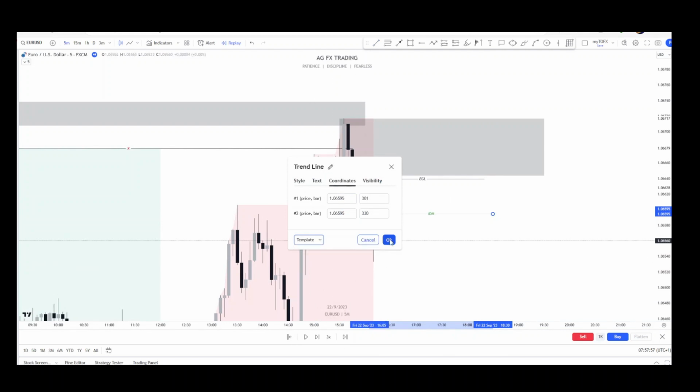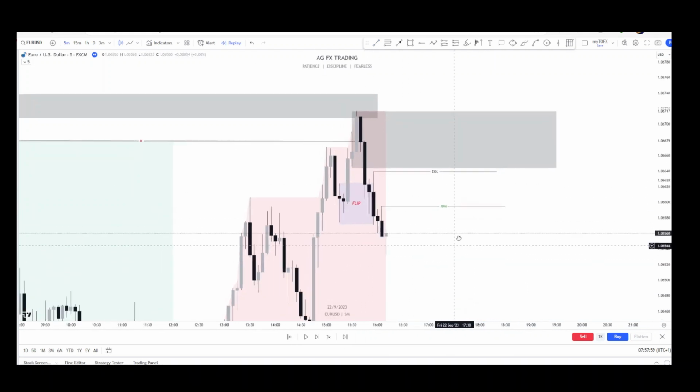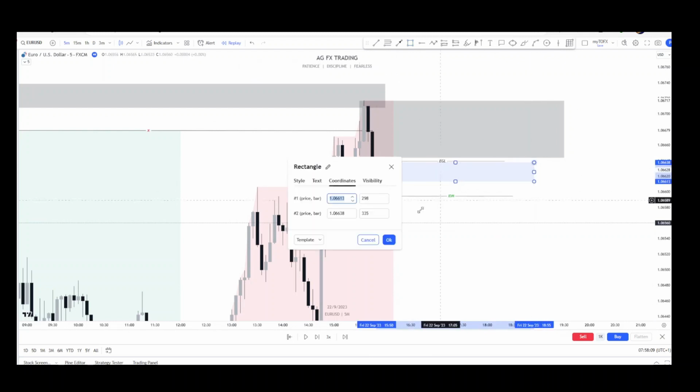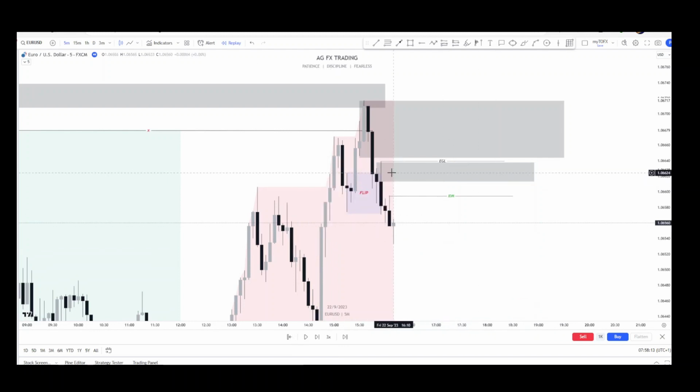Okay, this is my inducement, this is my engineered liquidity. I was having this mindset that if I see any reaction here, mitigating this weak, unmitigated weak, I will take a trade from here. So I have these two places in mind, and I was just waiting patiently.